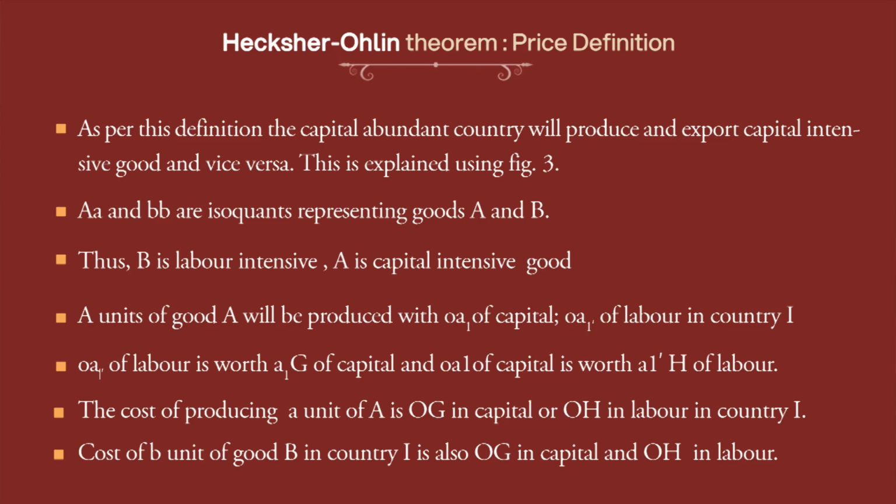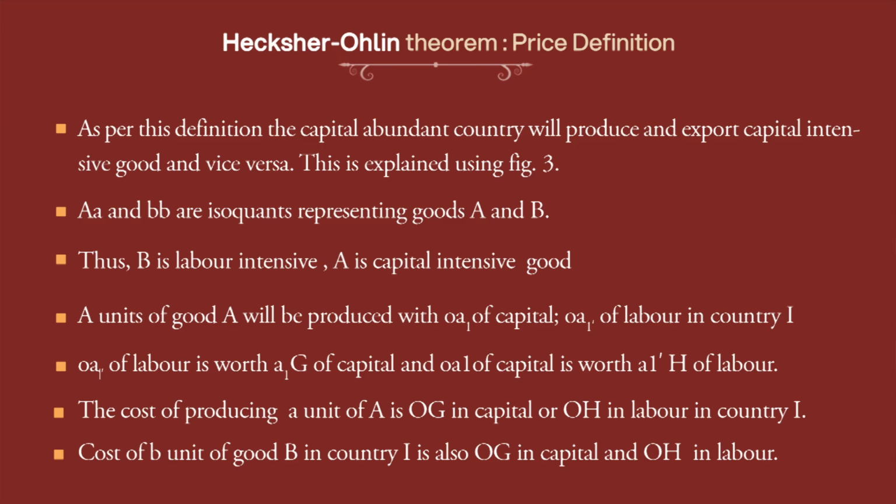So let us consider the isoquants AA and BB. AA and BB are isoquants that represent the goods A and B. Thus, B is labor intensive and A is capital intensive good. Now, if we look at figure 3, we'll find that A units of good A will be produced with OA1 of capital and OA1 dash of labor in country 1.